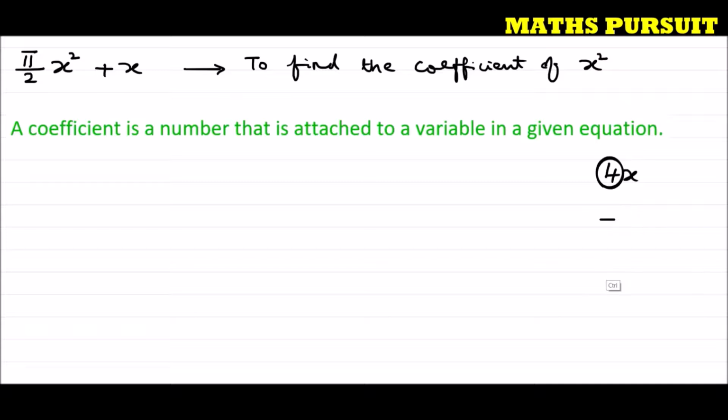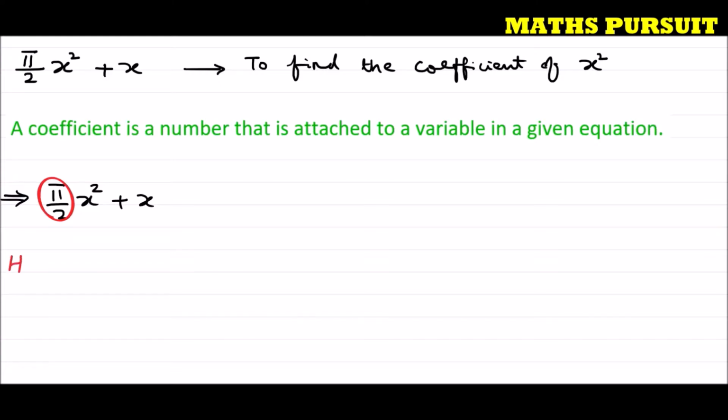If we understood the definition of coefficient, we can easily answer the given question within a minute. Now the question has given us this, pi upon 2 into x to the power 2 plus x. After understanding the definition, anyone can easily say that because a coefficient is a number attached to a variable, and pi by 2 is also a number, here we can say pi by 2 is the coefficient of x to the power 2.